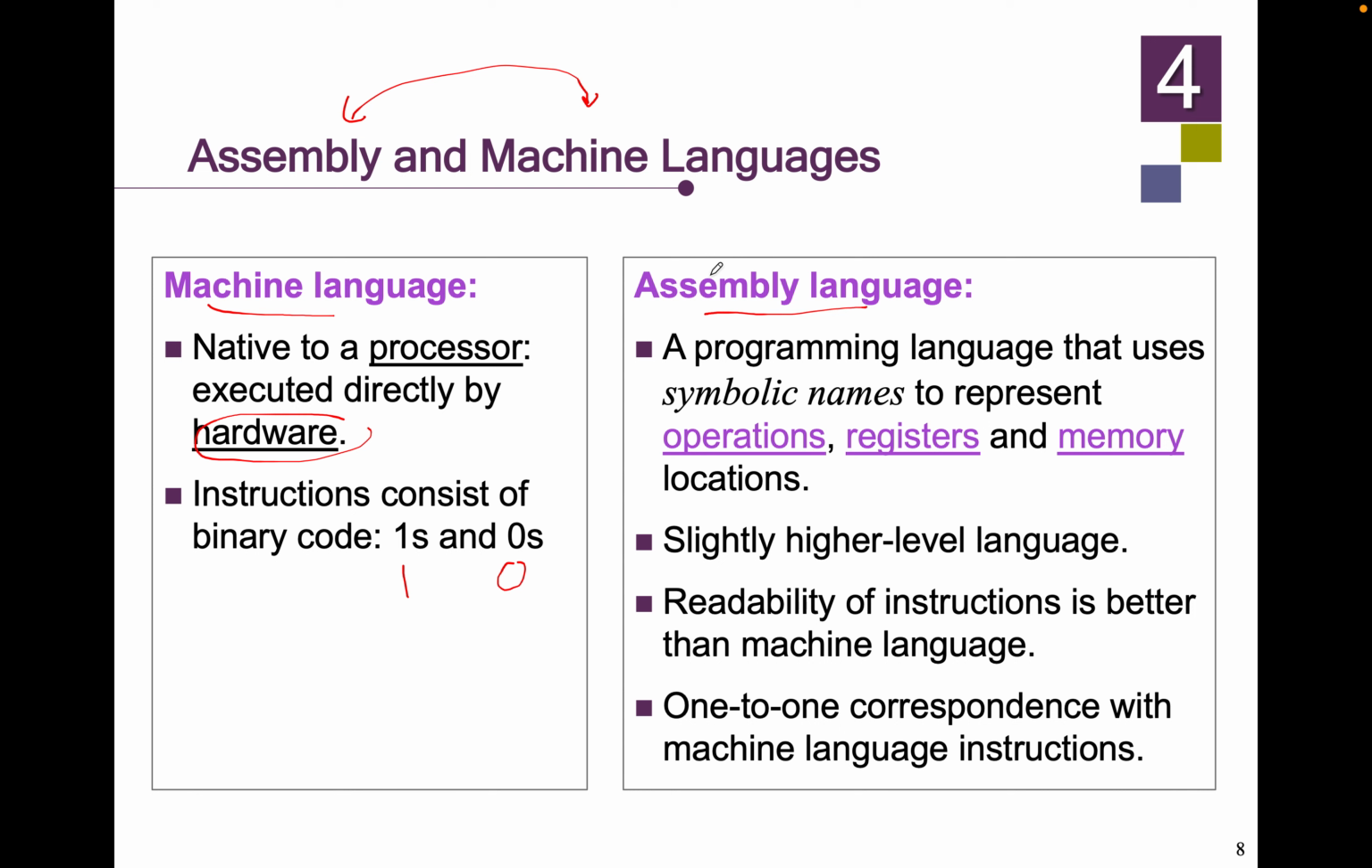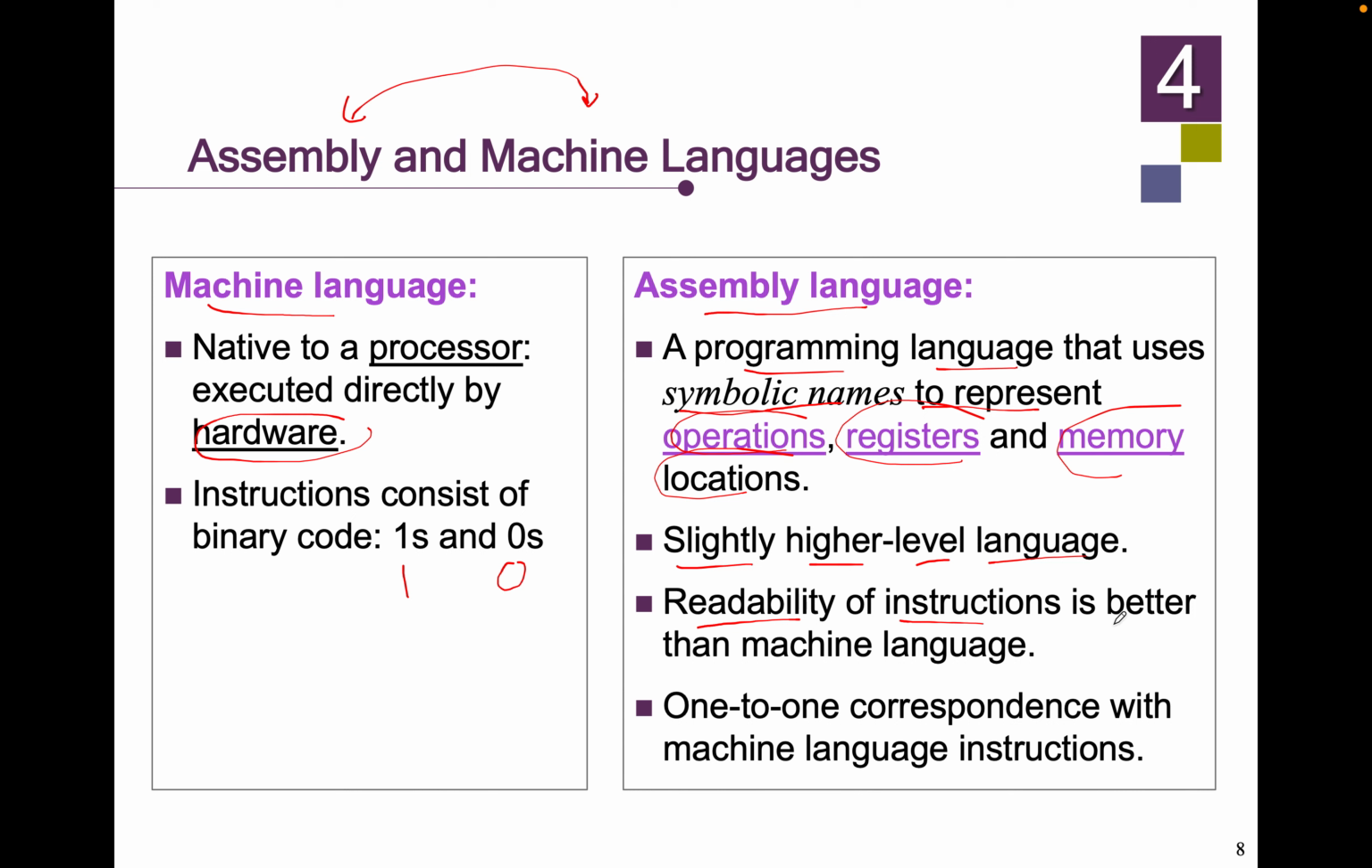That's why you need to understand the binary concept. Last time we learned about the numbering system, right? Assembly language is a programming language that uses symbolic names to represent operations, registers, and memory locations, which is slightly higher level, only slightly, but it is not too high. Not a high level language.